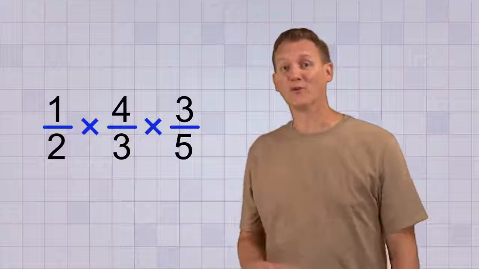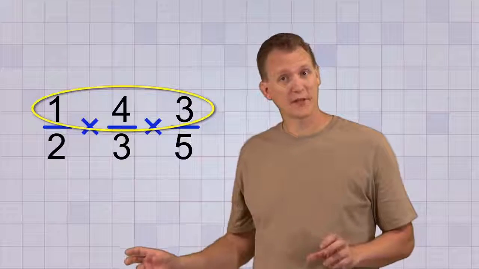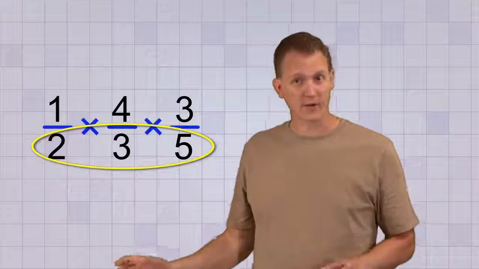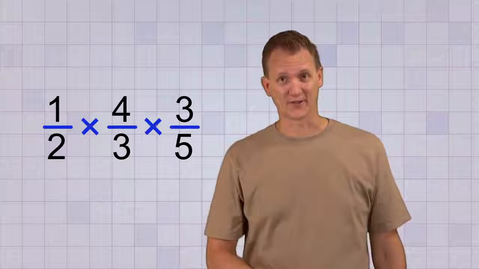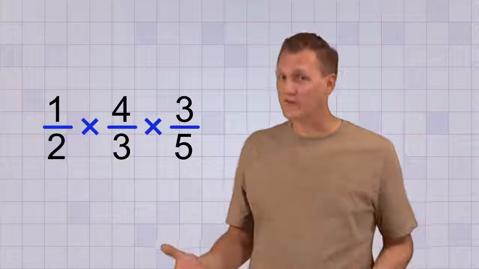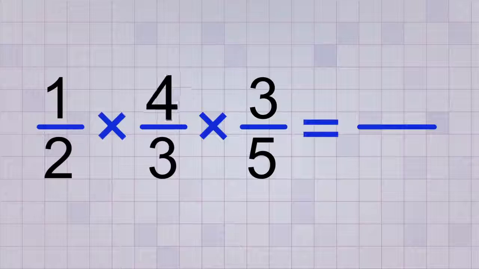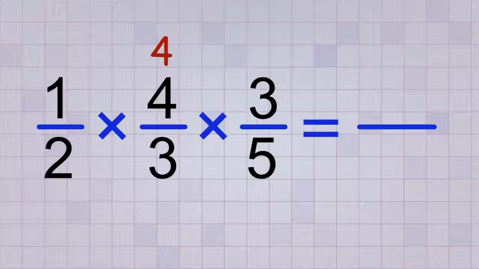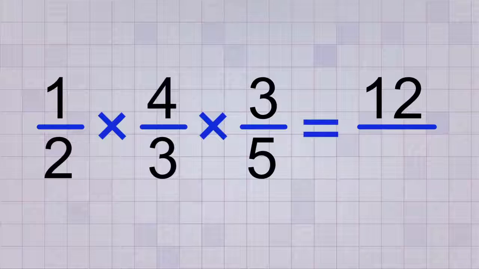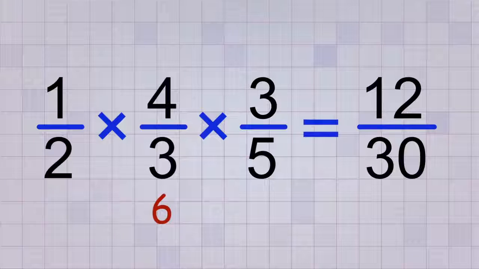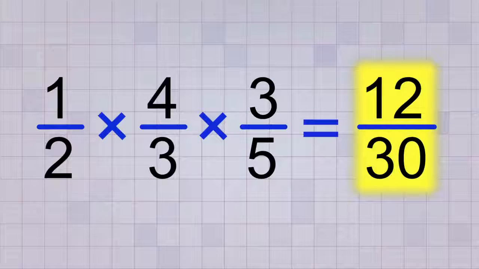Yep, all we have to do is multiply all the top numbers together, and then multiply all the bottom numbers together, and we'll have our answer. And this will work no matter how many fractions we have to multiply. So on the top, we have 1 times 4 is 4, and 4 times 3 is 12. And on the bottom, 2 times 3 is 6, and 6 times 5 is 30. That means our answer is 12/30. So there you have it.